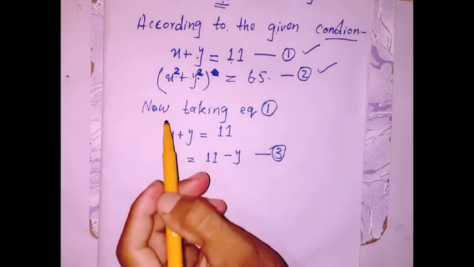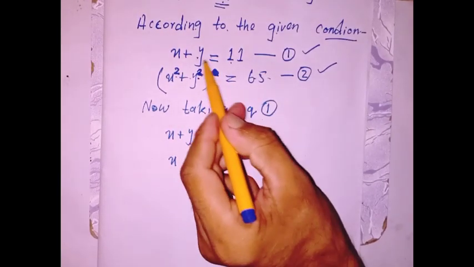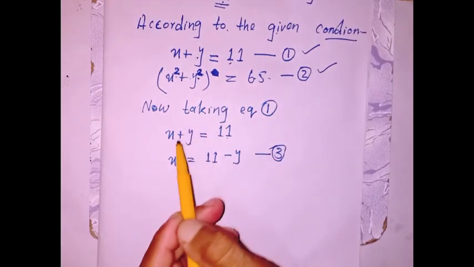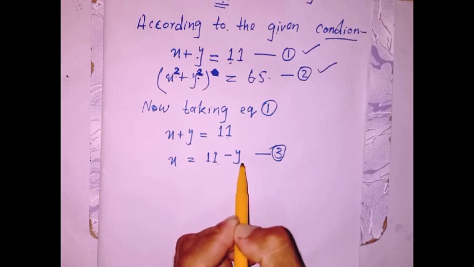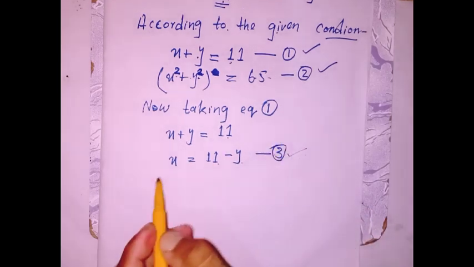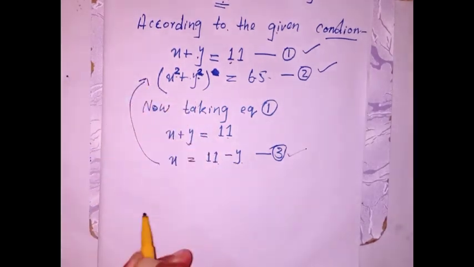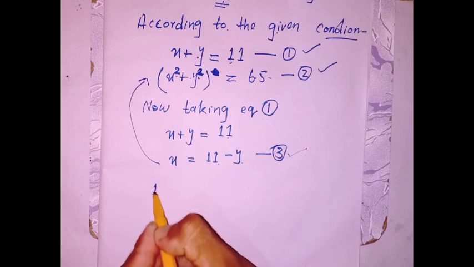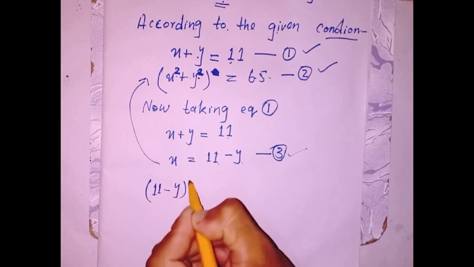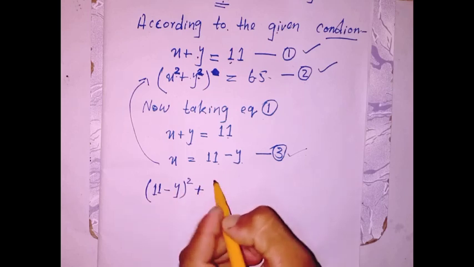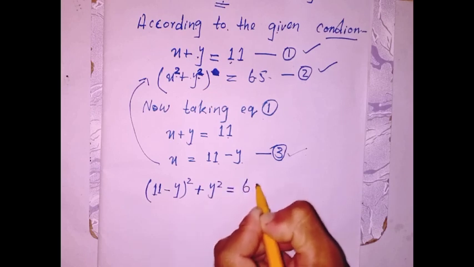Now we will take equation 1. If we take x plus y is equal to 11, here is equation number 1. If we subtract y from both sides, we get x is equal to 11 minus y, which is equation number 3. So we will put this value of x in equation number 2, so (11 minus y) square plus y square is equal to 65.